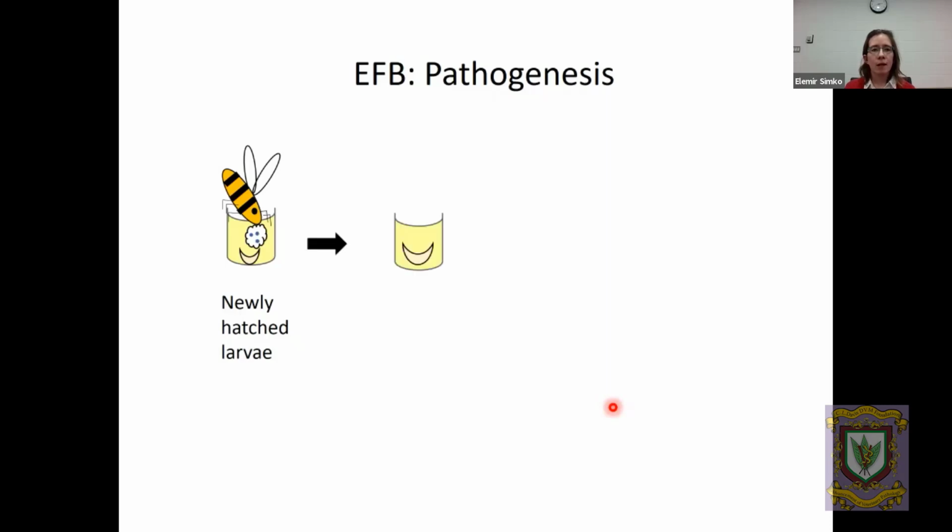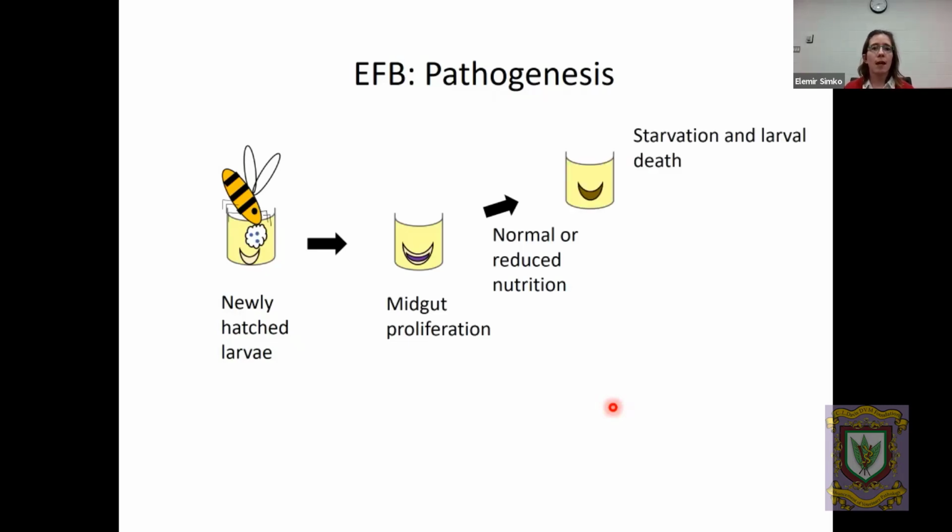The bacteria then go on to multiply within the midgut of the infected larva. And under conditions of colony stress, so for example, when the nursing bee population is inadequate to care and feed the colony's brood, under these conditions, the bacteria may outcompete the larva for food, resulting in starvation and larval death.